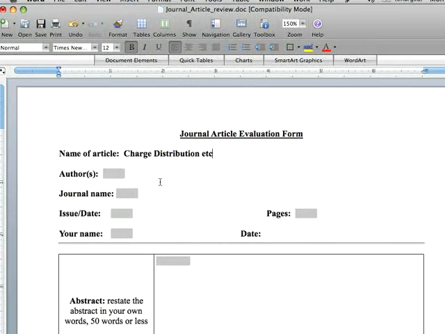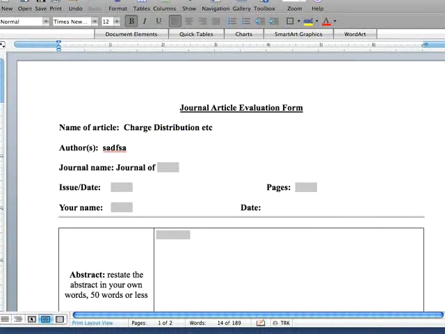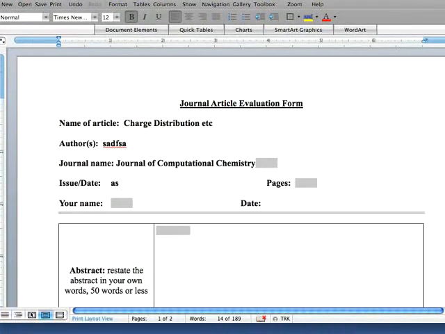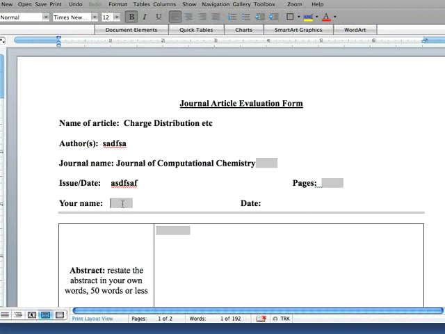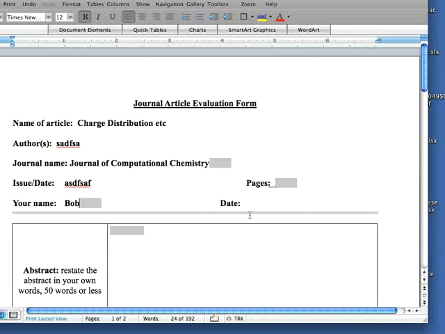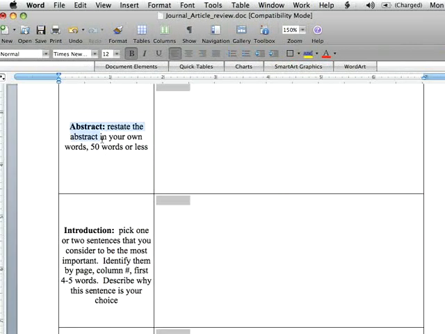You're going to put the author's name. You're going to put the Journal of Computational Chemistry. You're going to put the issue date. You're going to put what pages it's on. You're going to put your name. You're going to put the date. And then what you're going to do is read the abstract, and you're going to try to restate the abstract in your own words.